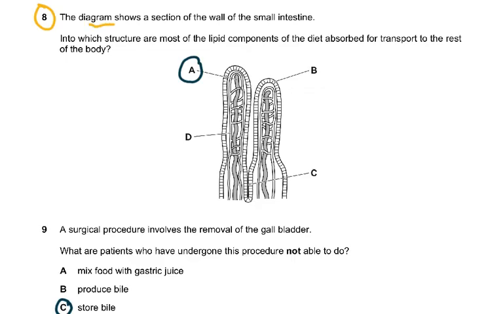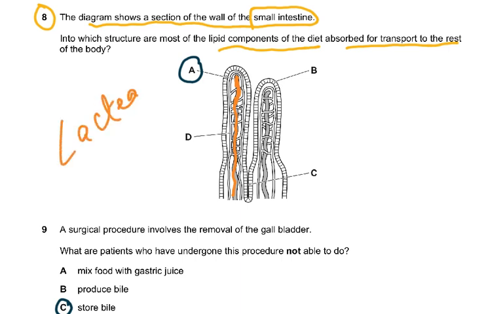Question 8 says the diagram shows the section of the wall of the small intestine, into which structure are most of the lipid components of the diet absorbed for transport to the rest of the body. As I explained in a previous paper also, this inside part is called the lacteal. These are called the lacteals, and then they drain into lymphatics.